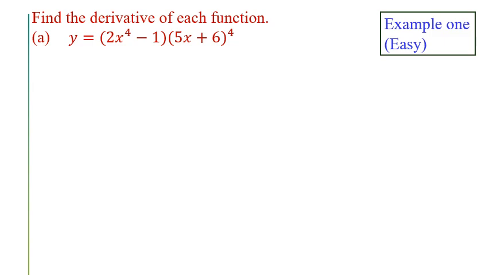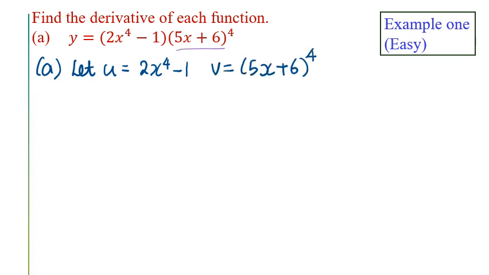If you look at the function given, obviously you can't simplify any further because this chunk is to the power of 4. You're not going to expand it, please don't do that. So here we just have to use the product rule. Step number 1 is to let u equal 2x to the power of 4 minus 1, and then v equals the second term, and let's go ahead and find your du over dx.